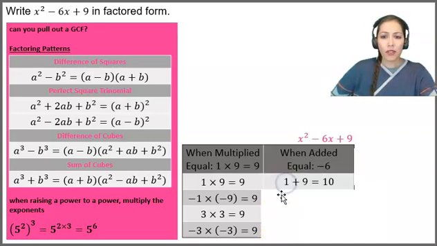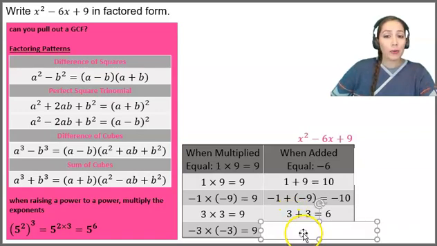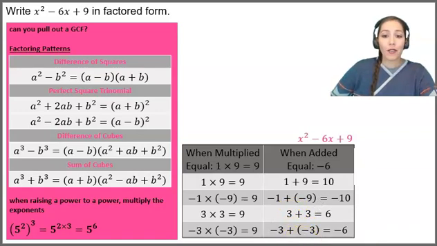So whatever numbers we multiplied by each other to give us 9 have to add together to give us negative 6. So on our first one, we have 1 plus 9 equals 10. The second one, negative 1 plus negative 9 equals negative 10. 3 plus 3 equals 6. And our last one, negative 3 plus negative 3 equals negative 6. So we had to multiply to give 9, add to give negative 6. So the one that works for that is our last one right here. So we have negative 3 and negative 3.